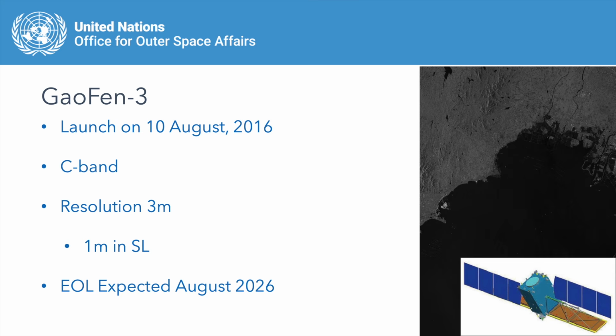So, first of all, let's talk about Gaofen 3, which is maybe the most well-known SAR satellite from China, because it's also rather old now. It launched in 2016. It is a C-band system, C-band that's about 5 centimeters of wavelength. It has a resolution of 3 meters, but can reach 1 meter in spotlight mode. Now, the system is relatively old, and we expect end of life of Gaofen 3 in about 2026. So the time of that satellite is coming to an end.